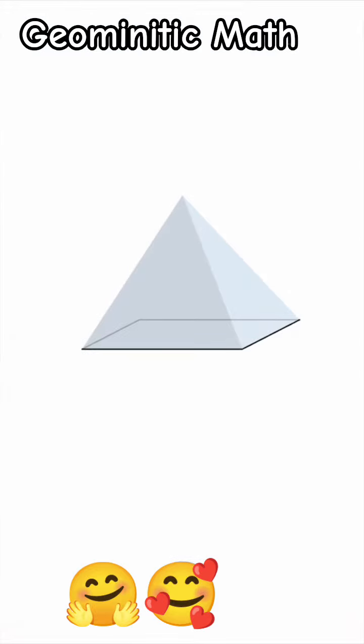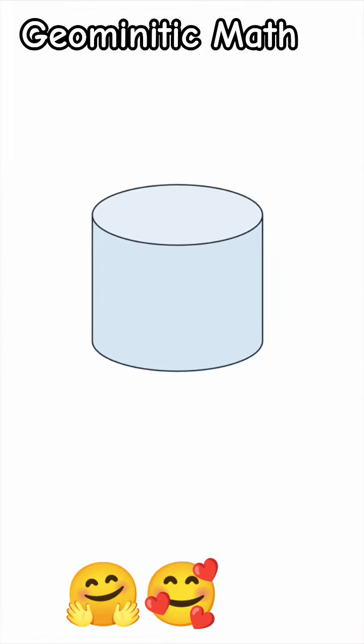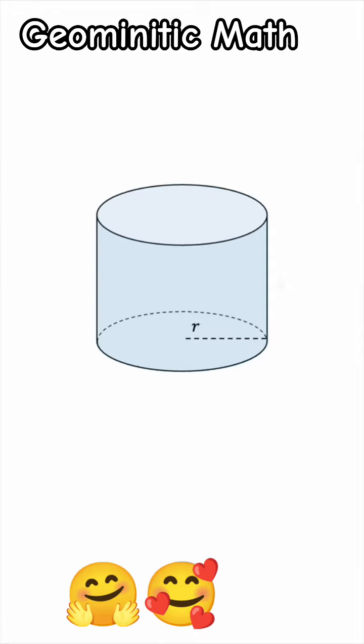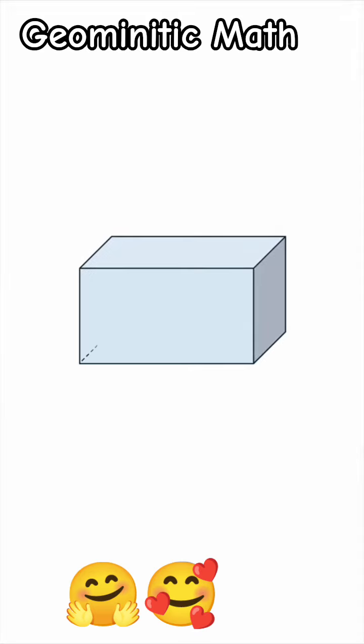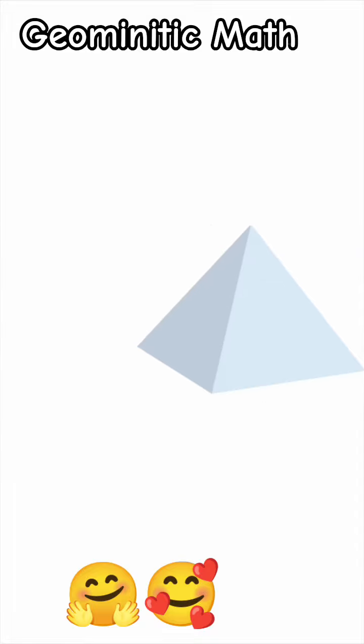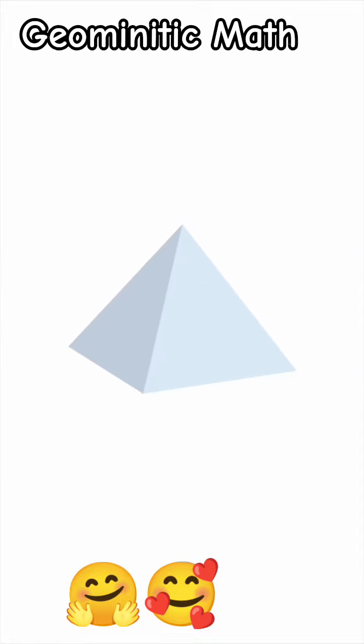So, for example, if we have a cylinder, the cross-section is a circle, so the volume is pi r squared h. If we have a rectangular box, the cross-section is a rectangle, so the volume is length times width times height. But for a pyramid, the cross-section is not uniform.